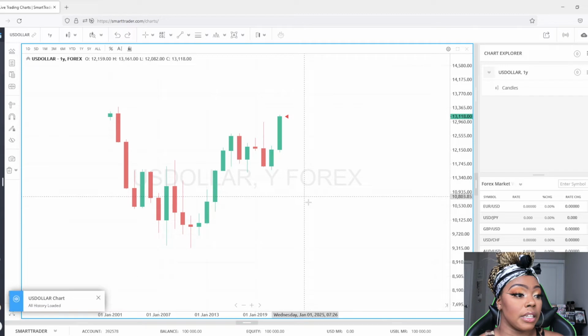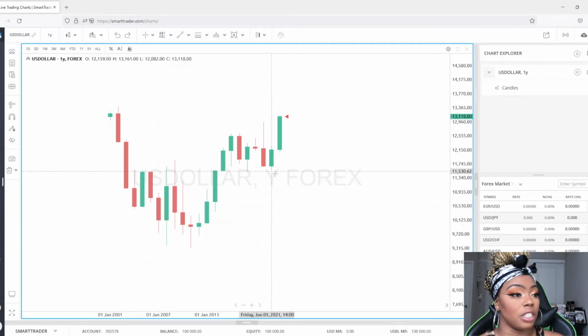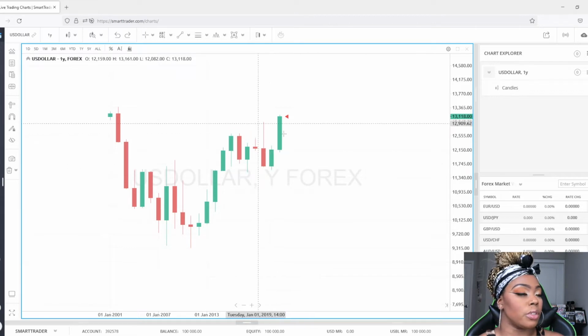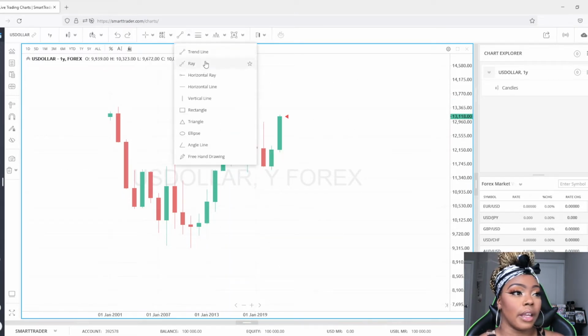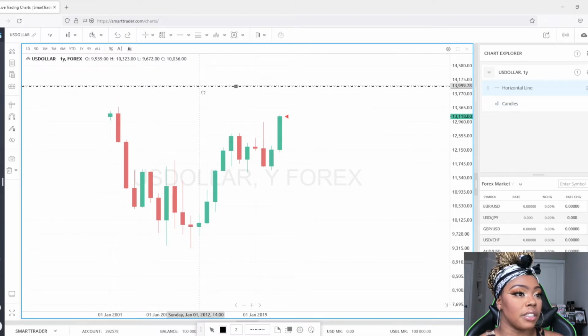As you guys can see, since 2011, we've been bullish. We've been going to the moon. So we're gonna go ahead and take our horizontal lines. And I like my lines to look different. That way it's a little bit easier for my eye to see.